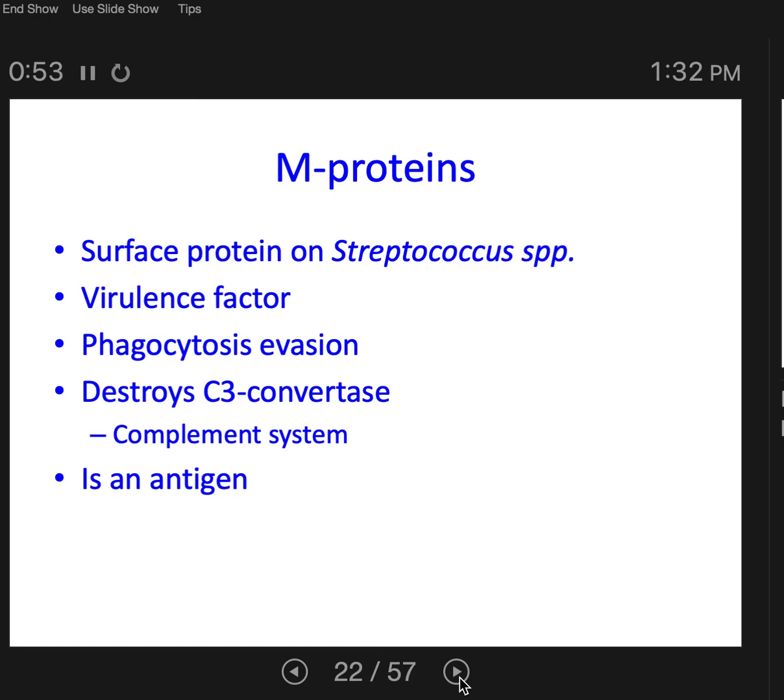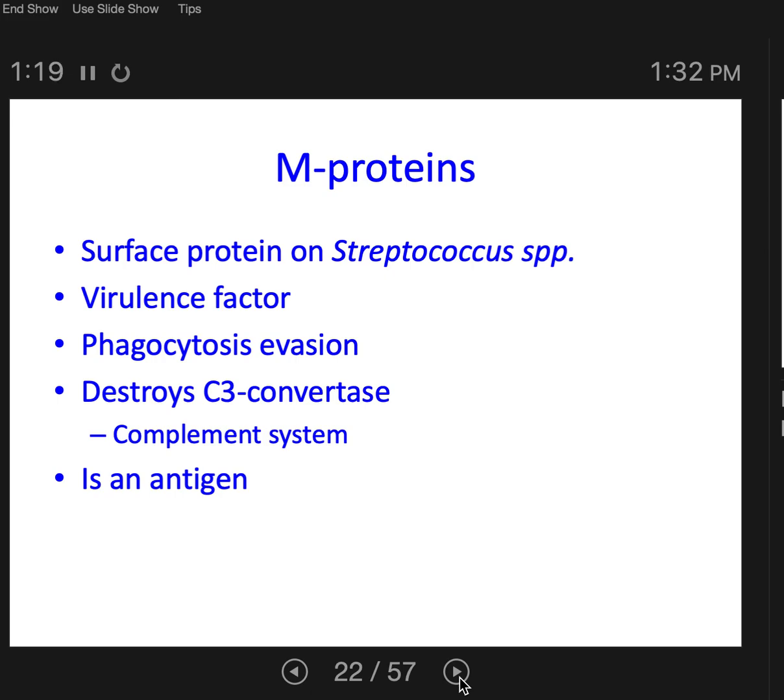Just to remind you, M proteins are proteins that you find on the surface of Streptococcus species. So this whole genus has this protein called M proteins. M proteins are considered a virulence factor. They prevent phagocytosis, okay? So they prevent phagocytes from ingesting them.